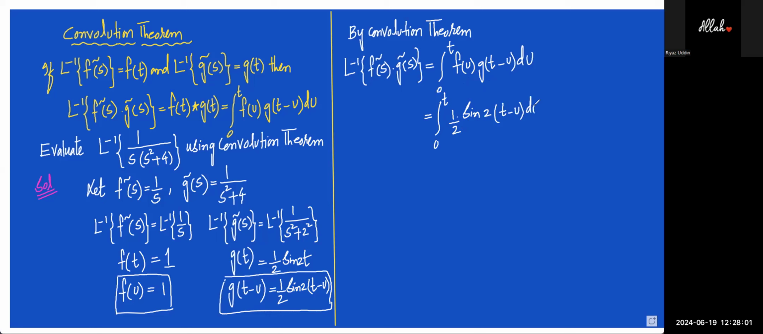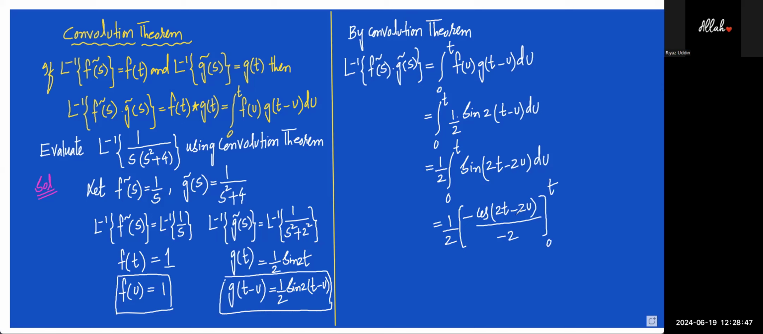Now it will be the perfect integration part. 1 by 2 outside, 0 to t also outside. Sine of, if you multiply with 2, it's 2t minus 2u, d u. Now what is the integration of sine? Minus cos of 2t minus 2u. Because we are integrating with respect to u, the u coefficient is minus 2. We have to write that in the denominator. Here 1 by 2 is already outside, and the limits are 0 to t.